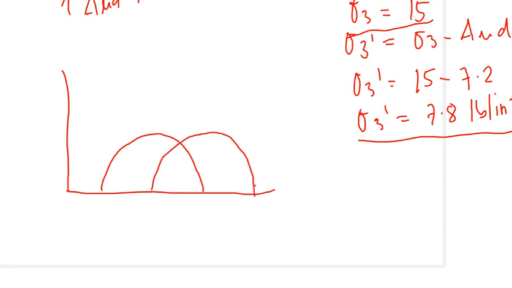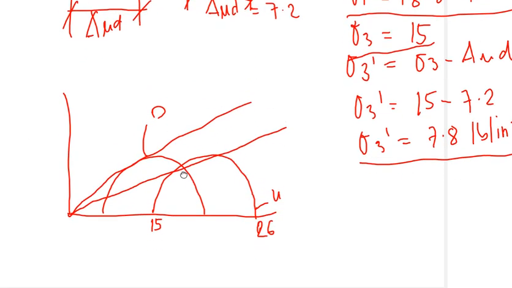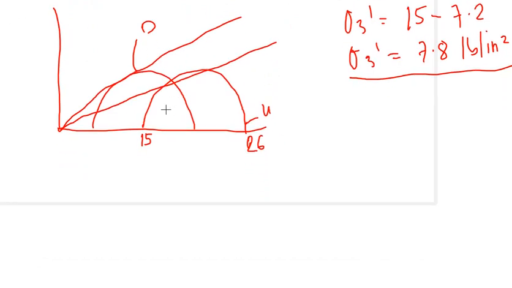So ito yung drain, ito yung undrained. Meron tayong failure plane. We also have failure plane here. Yung value natin dito is equal to, yung value natin na-solve kanina, this is 26. This is yung sigma 3 natin, 15. Yung sigma 1 prime natin is equal to, ano yung value natin? That is 18.8. And then yung sigma 3 prime natin, yung effective, that is 7.8.